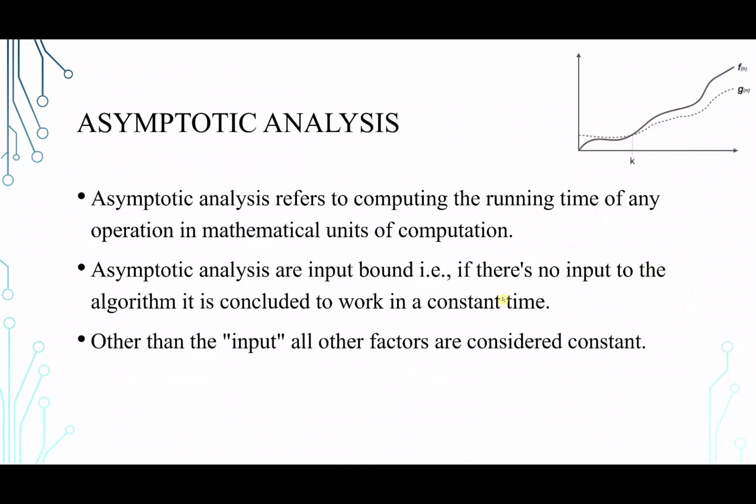So asymptotic analysis refers to computing the running time of any operation in mathematical units of computation. Also, the asymptotic analysis is input bound. If there is no input to the algorithm, it's concluded to work in constant time. Other than the input, all other factors are considered constant because it's asymptotic, right?